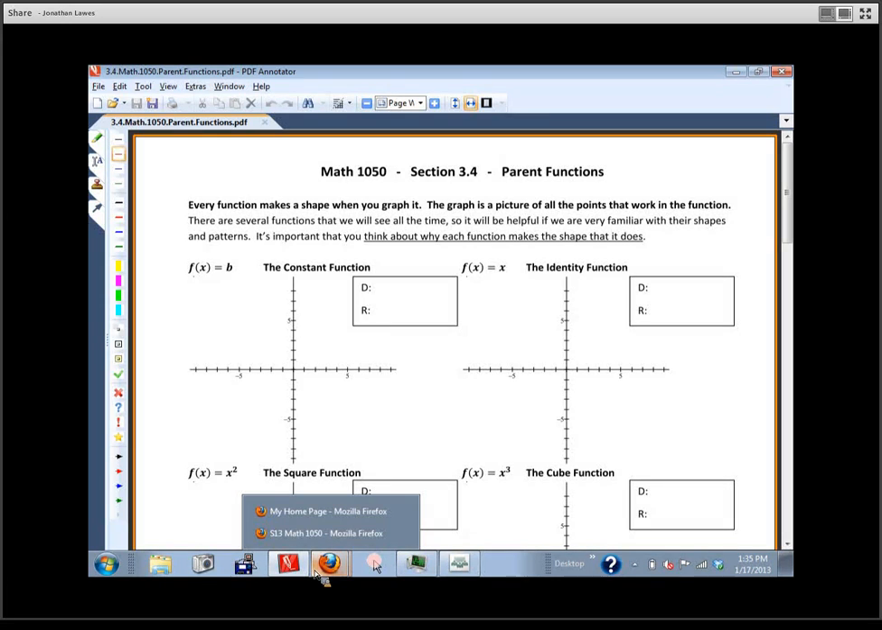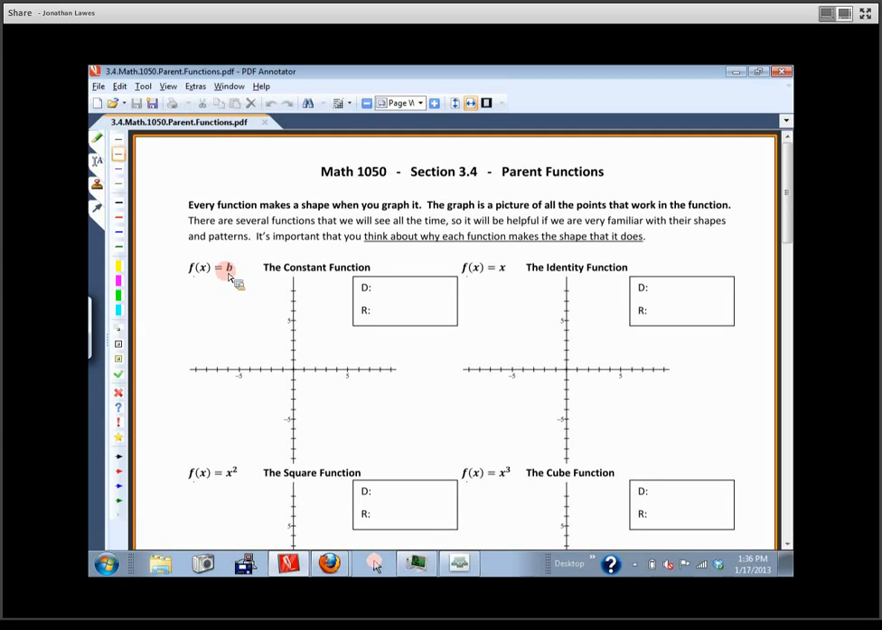So every function makes a shape when you graph it. If you've got an equation and you graph that, it makes a shape, and we can categorize those shapes into some general categories. So the first one is we're going to call this a constant function. So we're going to call this f of x equals b. b is going to be our constant.